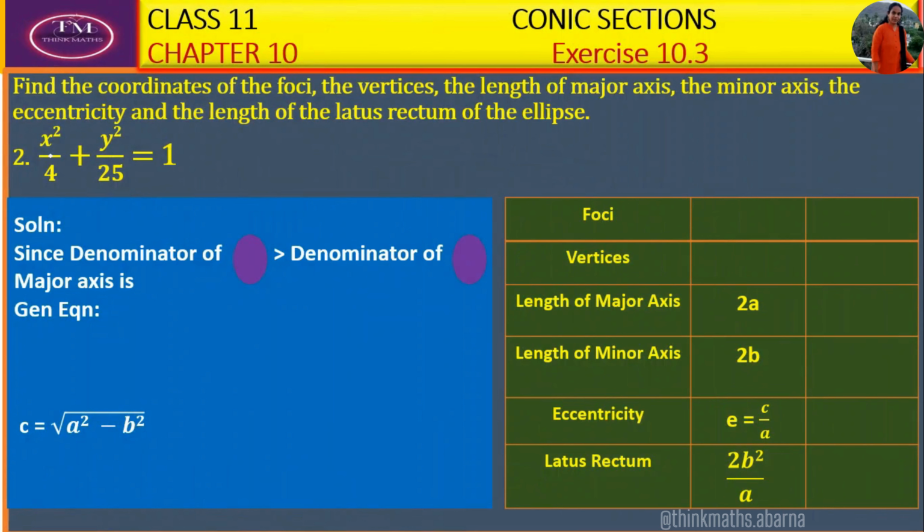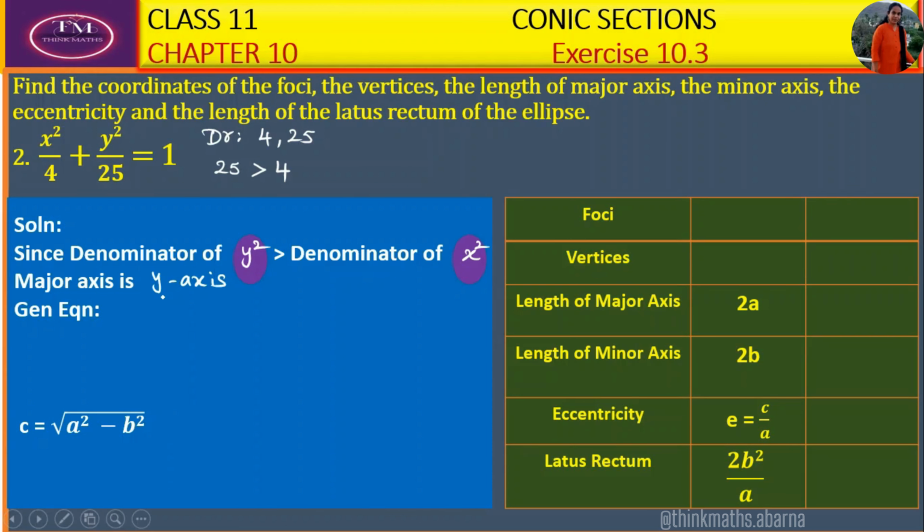Yes. Here the equation is x square by 4 plus y square by 25 equal to 1. What are the denominators? 4 and 25. Which is greater? 25 is greater than 4. 25 is the denominator of y square, so the denominator of y square is greater than the denominator of x square. So the major axis will be the y-axis.